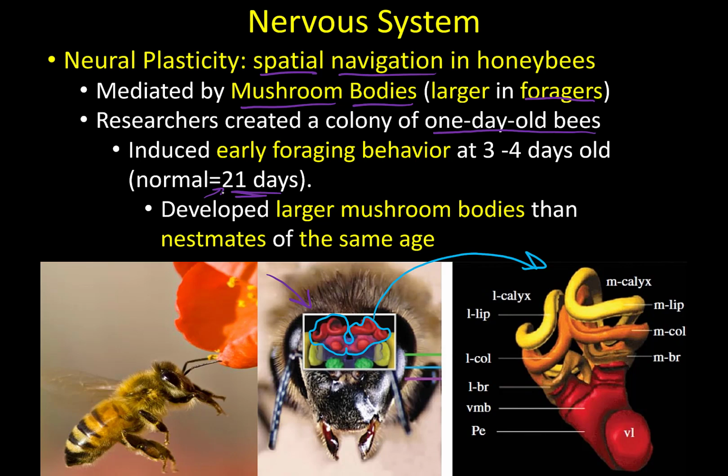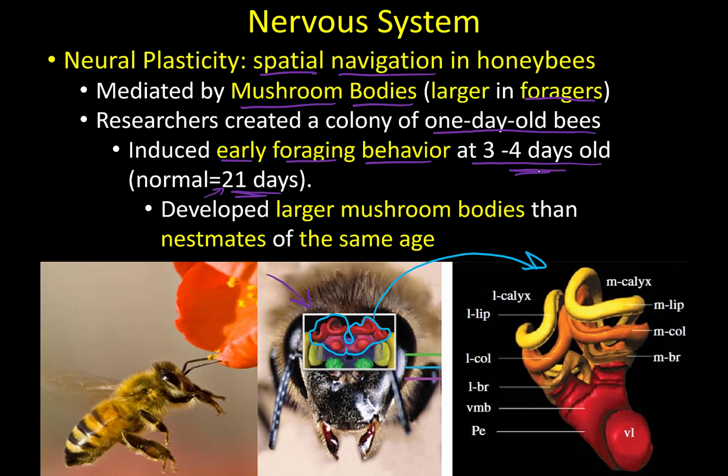So what happens is early foraging behavior is induced at either 3 or 4 days old for a certain number of bees in the colony. It means a certain subset of these 1 day old bees started to experience pressure to change into foragers much earlier in order to provide food for the rest of the colony. So instead of waiting until they're 21 days old, these bees now start foraging when they're only 3 or 4 days old.